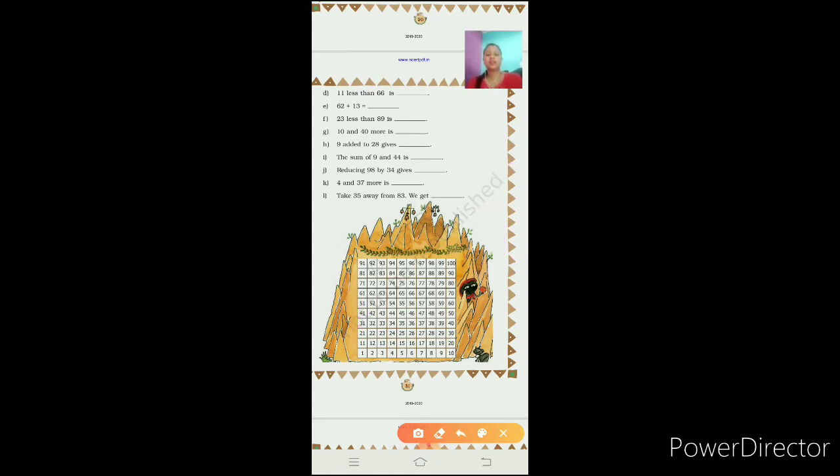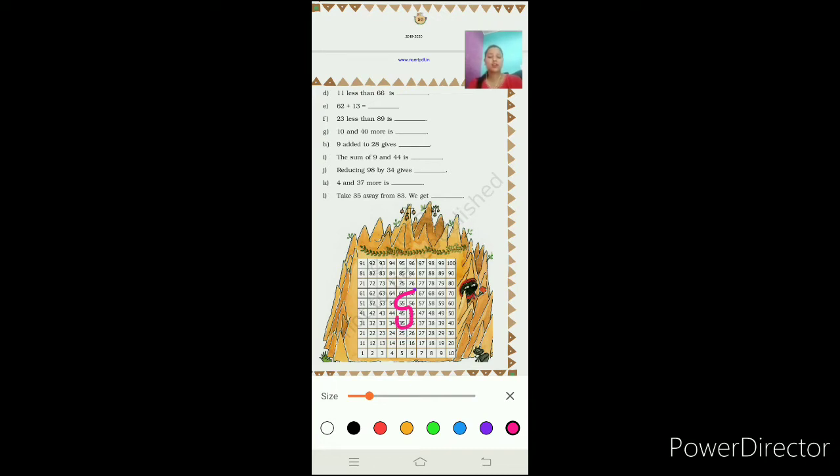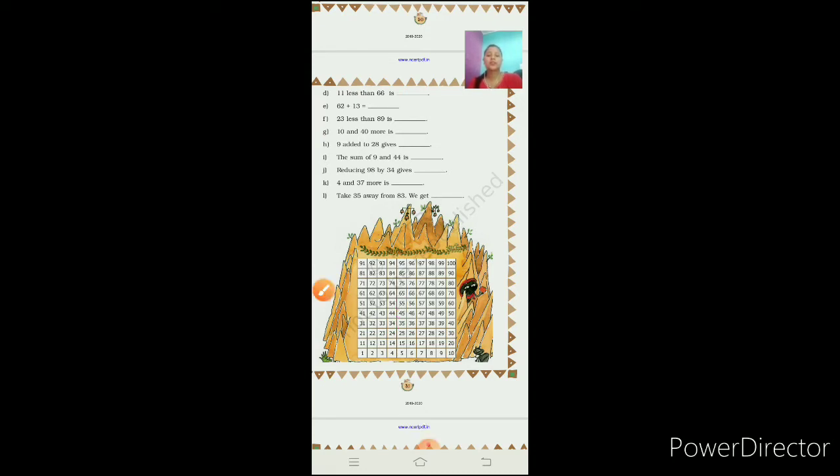In your question number D, 11 less than 66 means 66 minus 11. So where is 66? Here. Okay, minus 11 means 1 step back and less 1. So answer is 55. Okay, you can do it by subtraction also. Next is 62 plus 13. So 62 plus 13, you can do it by addition also, or by using this activity also.